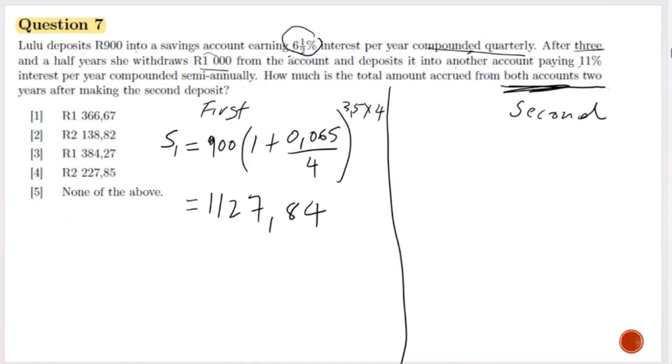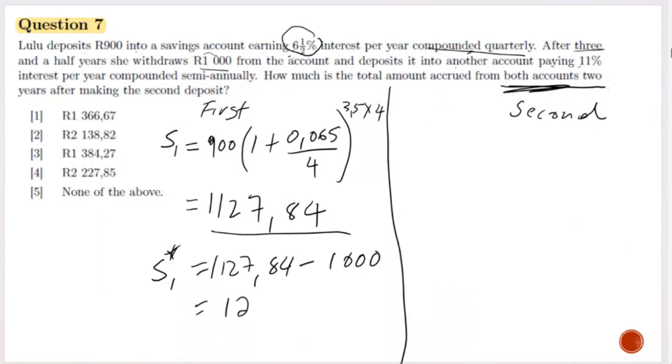And then remember what she does after this period: she withdraws 1,000 from this account. So now your S star is going to be equal to 1,127.84, minus the 1,000 she withdraws soon after the end of the 3 and a half years. This is going to be equal to 127.85. That's what she has left on this first account.